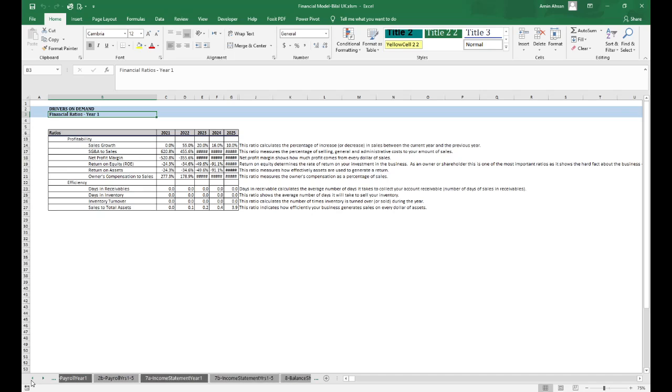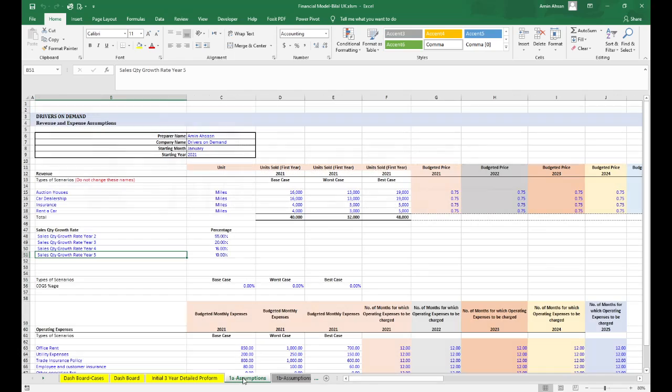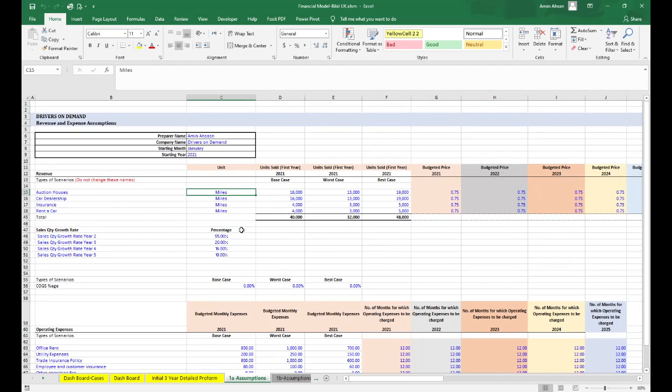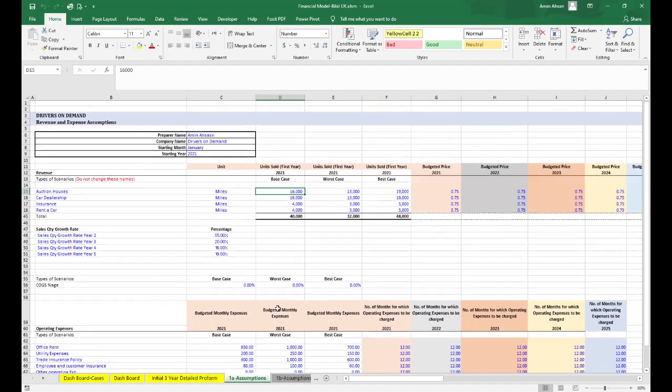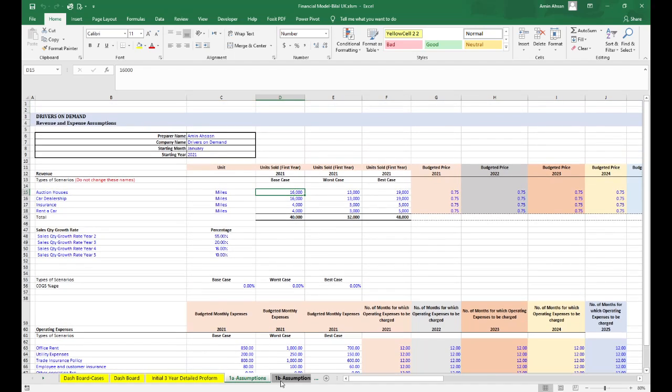Yeah, now let's come to the point. You can also change this model by yourself, but you may change only in blue cells. You can see that there are two kinds of cells, one are blue and the others are black. You are not allowed to change any black cell, but you are allowed to change the blue cells. You may also make changes only in these two sheets, 1A assumptions and 1B assumptions. So let me tell you one by one how you will understand and change this model.